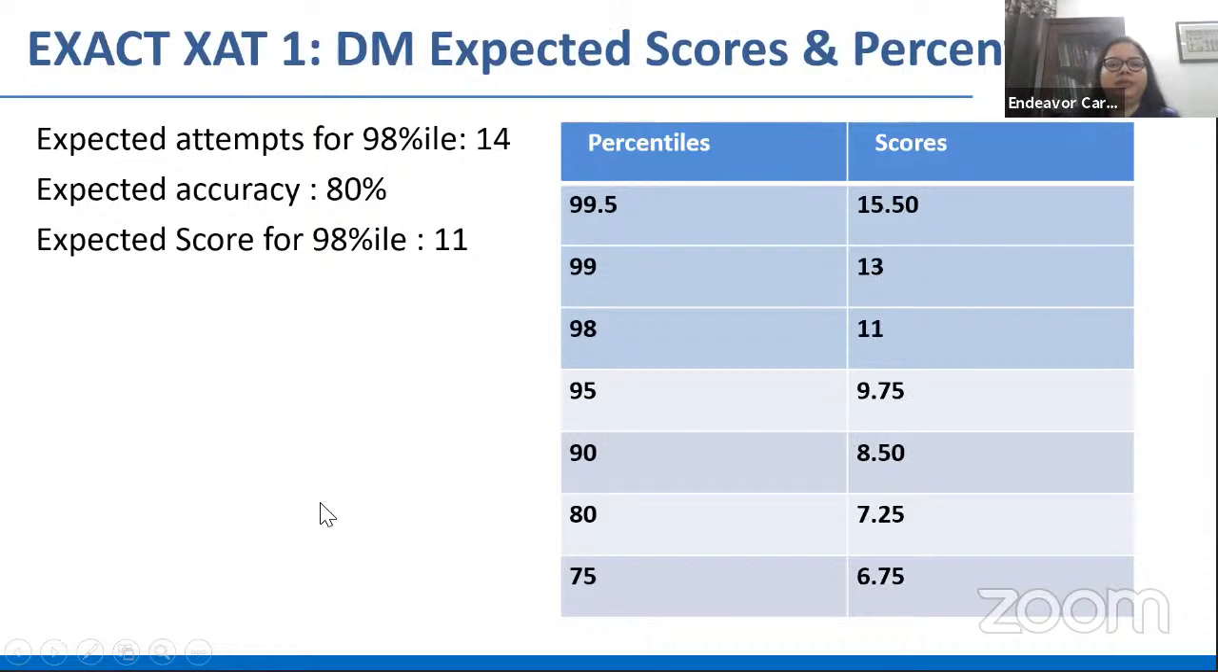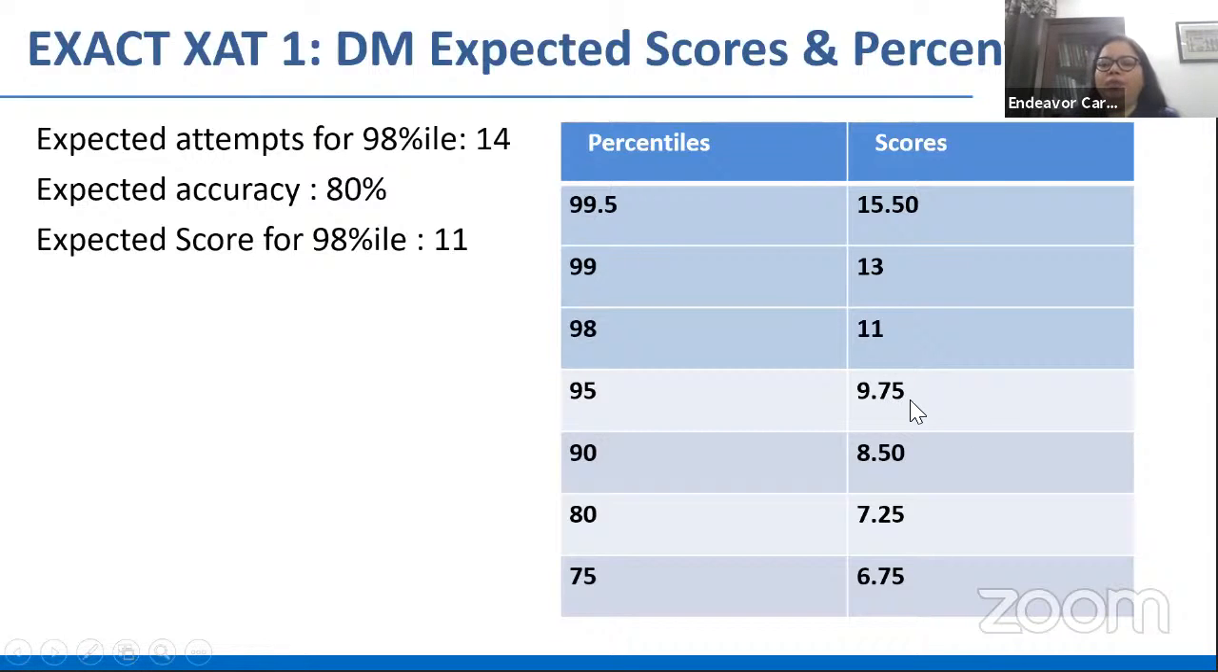What about DM? DM looks this way. So, somehow managing 14, 15 questions at an 80% accuracy, you settle for a 98 percentile with a score of 11. So a score of 11 fetches you a 98 percentile. A score of 13 fetches you a 99 percentile. A score of 15.50 fetches you a 99.5 plus percentile.